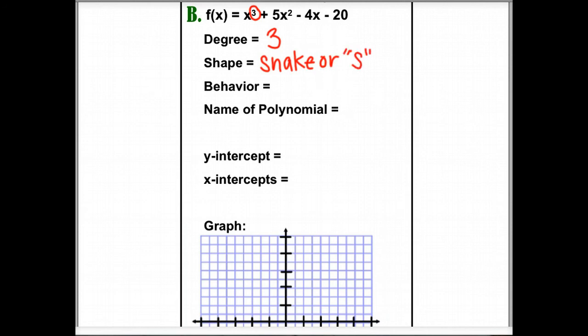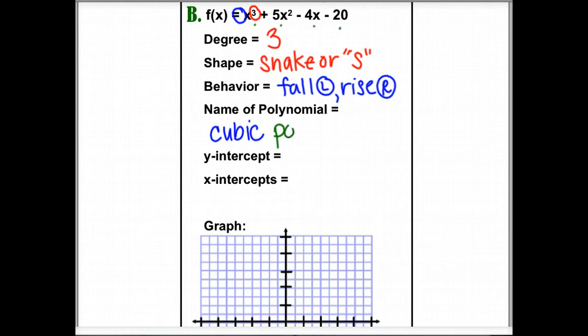And a degree of 3 means it is going to have a snake or S shape. And our behavior, we look at this, 3 is odd, our leading coefficient is 1, which means it's bigger than 0. Therefore, it is going to fall to the left and rise to the right. And the name of the polynomial, when it's a degree of 3, that makes it cubic. And I count here 1, 2, 3, 4 terms, so that makes it a polynomial.